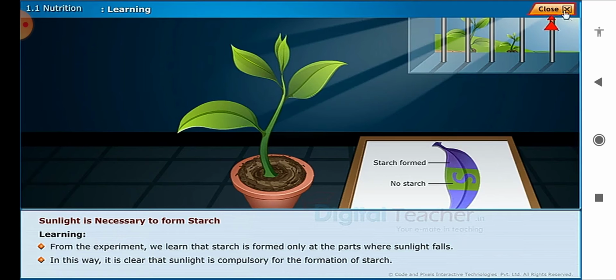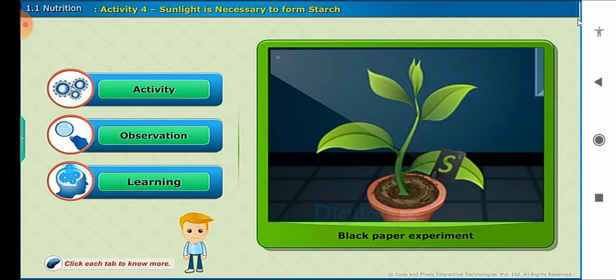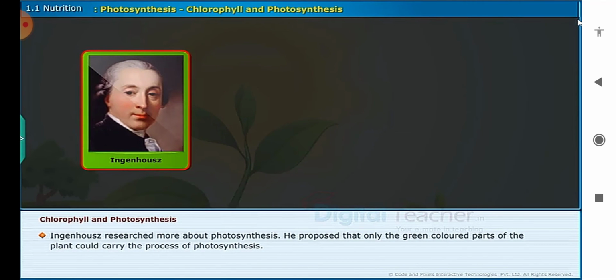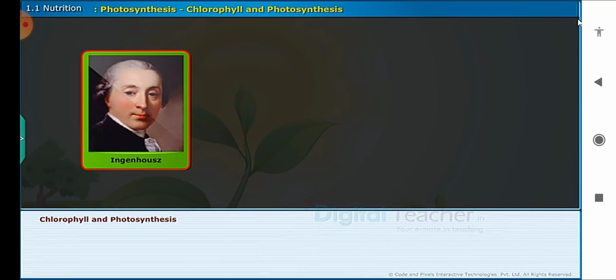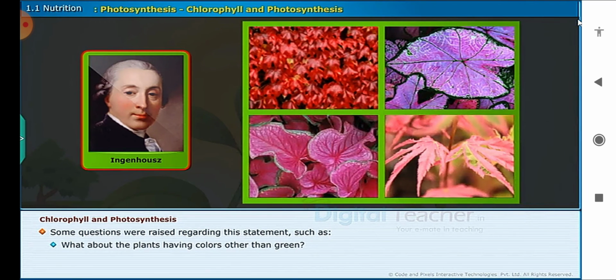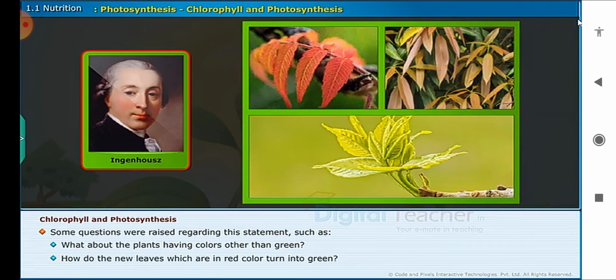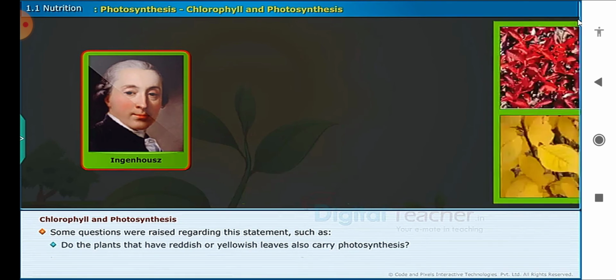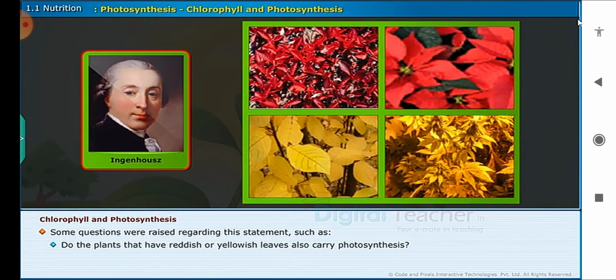Engelmann researched more about photosynthesis. He proposed that only the green-colored parts of the plant could carry out the process of photosynthesis. Some questions were raised regarding this statement, such as, what about the plants having colors other than green? How do the new leaves which are red in color turn into green? Do the plants that have reddish or yellowish leaves also carry out photosynthesis?